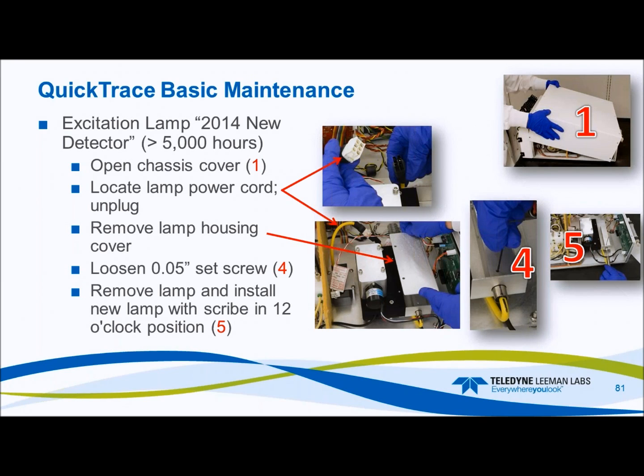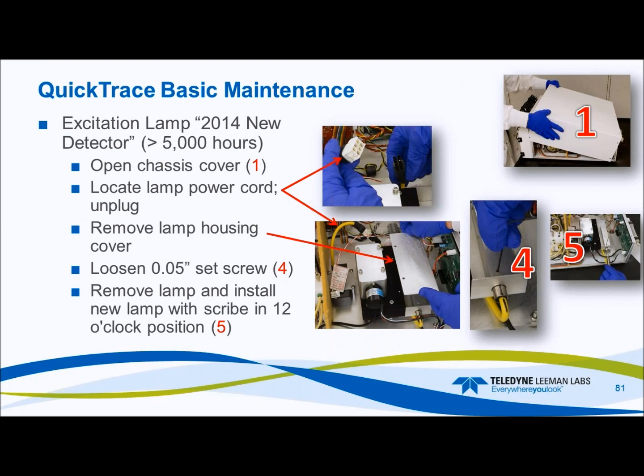Changing the lamp is pretty easy. We have the new detector in 2014. So you open up the cover to the system, locate the lamp in the back, unplug it, remove the lamp housing, loosen the 0.05 inch set screw, and pull the lamp out. Install the new lamp, make sure that the scribe is in the 12 o'clock position, tighten down the set screw, close it all up, and you're ready to go. It takes about maybe 5 minutes to change a lamp. It's that simple. Everything is very accessible within the system.